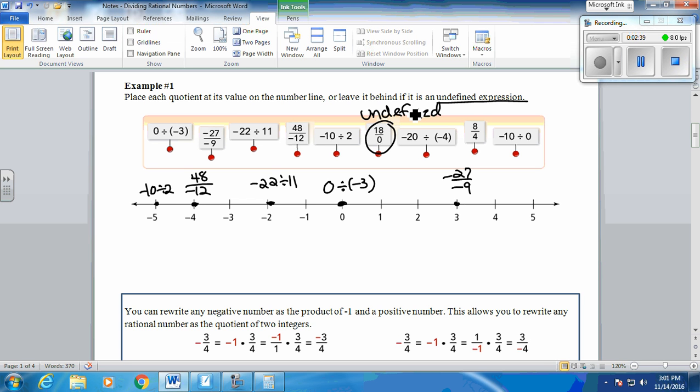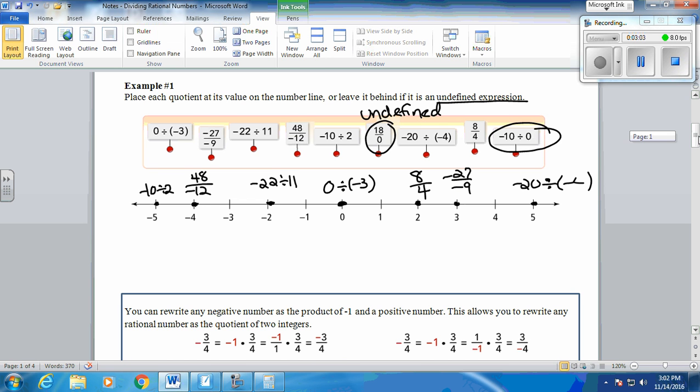Negative 20 divided by negative 4. Negative divided by a negative gives us a positive, and that gives us 5. 8 divided by 4, positive divided by a positive, gives us a positive. So that's 2. And again, negative 10 divided by 0. You cannot divide a number by 0. You cannot split something up into 0 groups, so it is undefined.